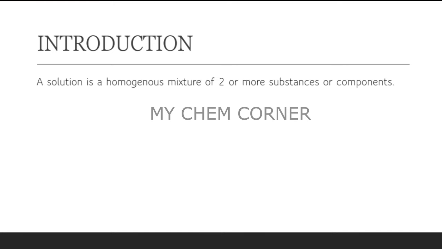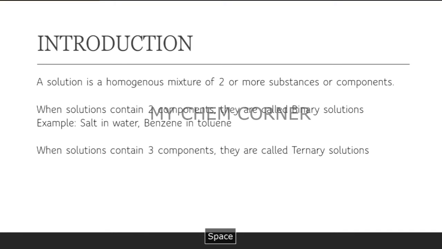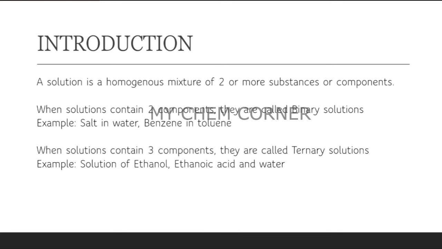So what are these solutions called when they have 2, 3 components and so on? When the solution has only 2 components, such solutions are called binary solutions. An example is salt in water. But what about when it has 3 components? If it has 3 components, it is called a ternary solution. In this case, you can take a solution of ethanol, ethanoic acid, and water. When you have all 3 of them, that means you have 3 components: one is ethanol, the second is ethanoic acid, and the third is water. That is going to be a ternary solution.